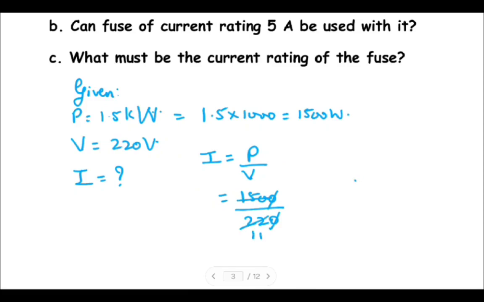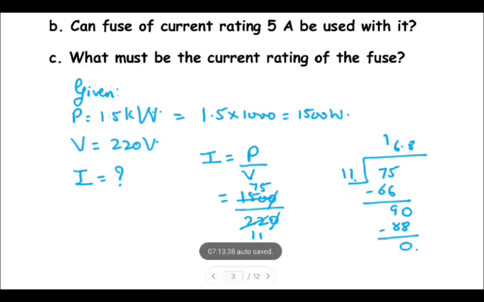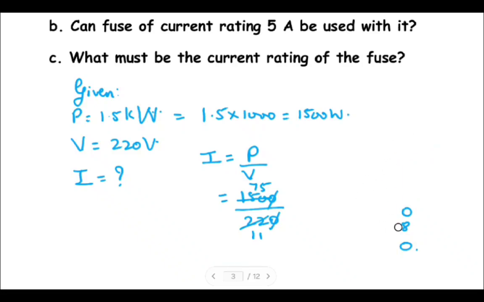Two 11s are 22, 7s are 14, 5s are 10. So 11.75, 11 6s are 66, 0.88. I'll take it up to 1 decimal point. So what's my current passing through this circuit? My current passing through this circuit is 6.8 amperes.